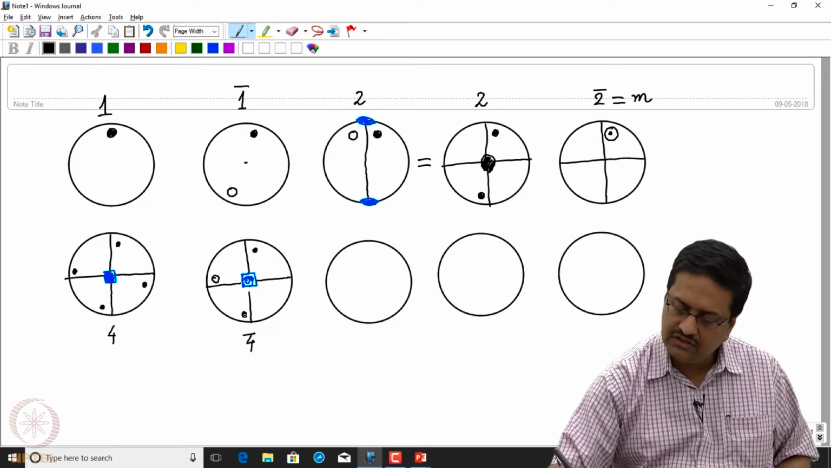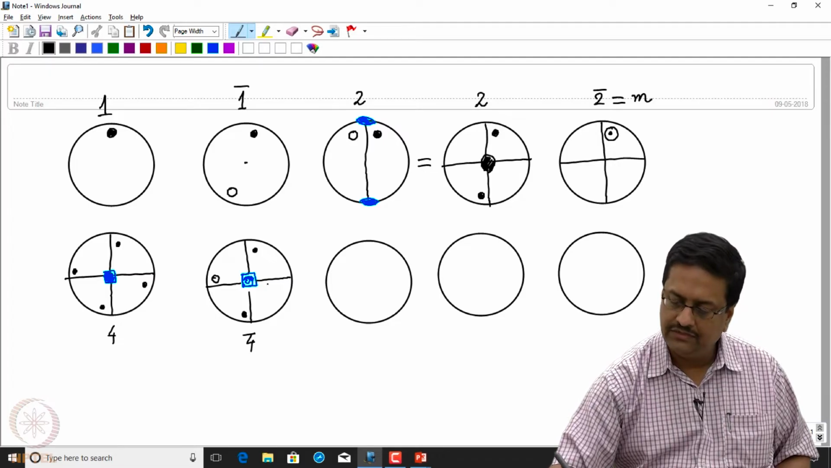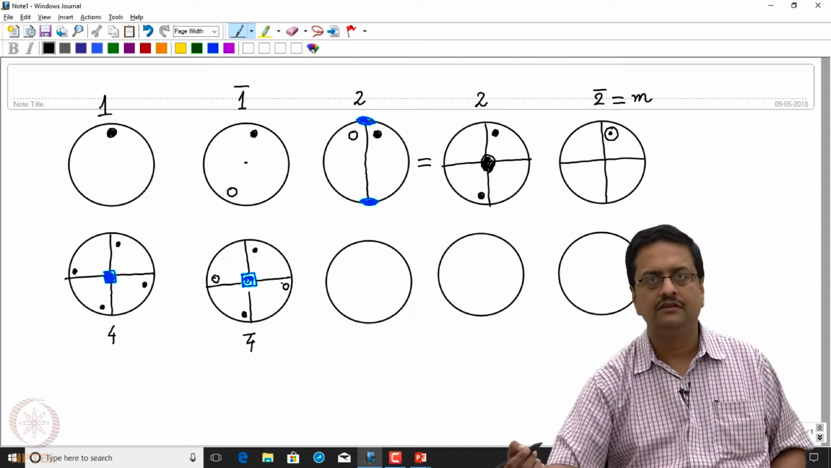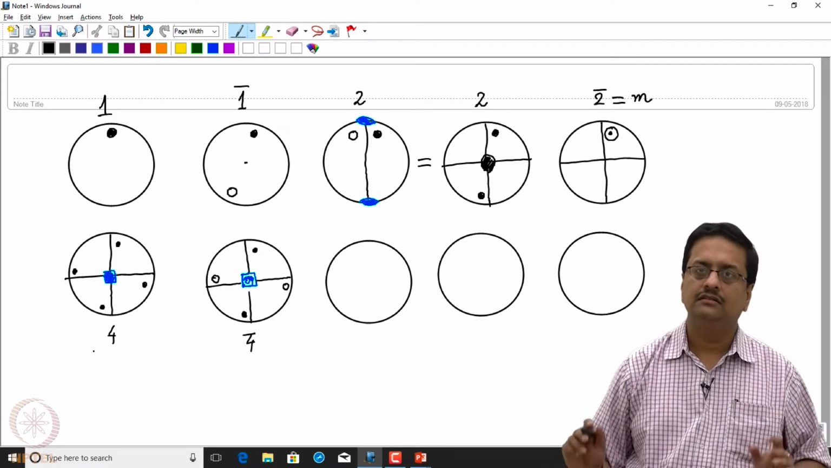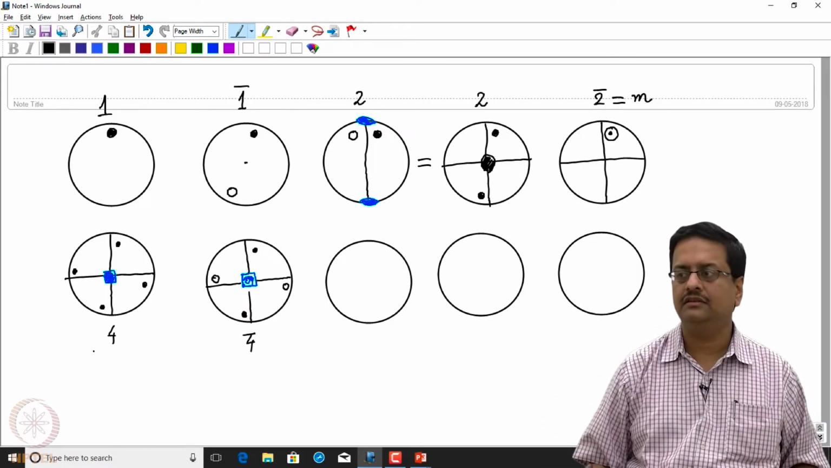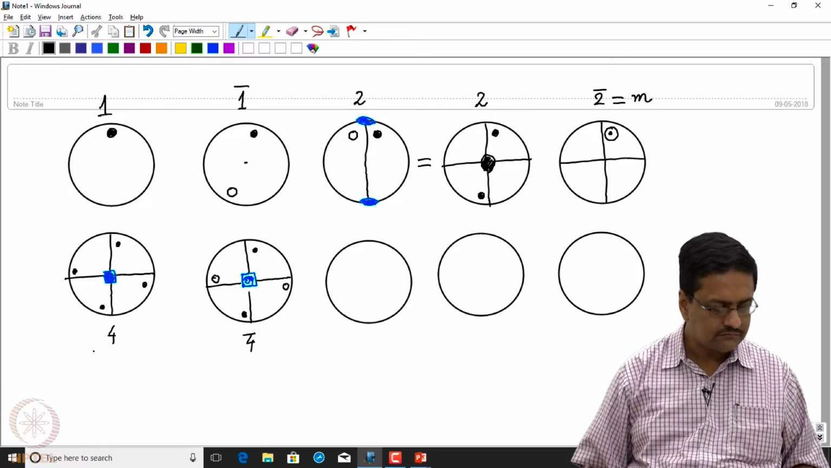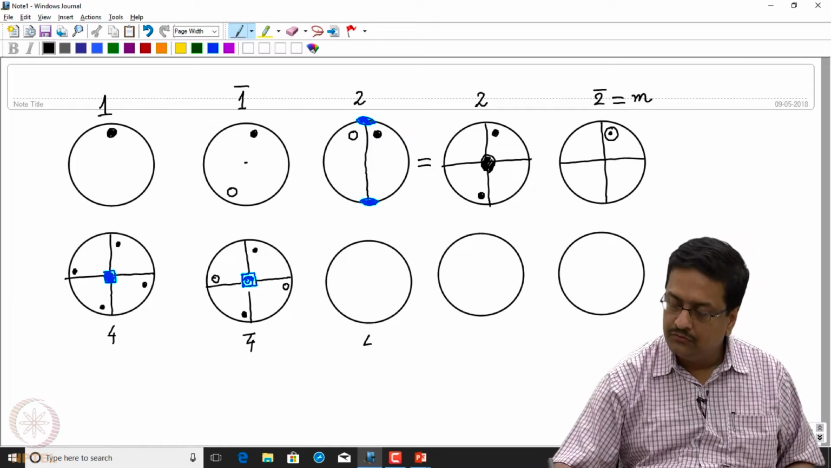Now we start with this closed circle, rotate it about 90 degree and then invert it. We started with closed circle, so this should become open circle. So now you see 4 and 4 bar are different in their representation. What happens to 4 by m?